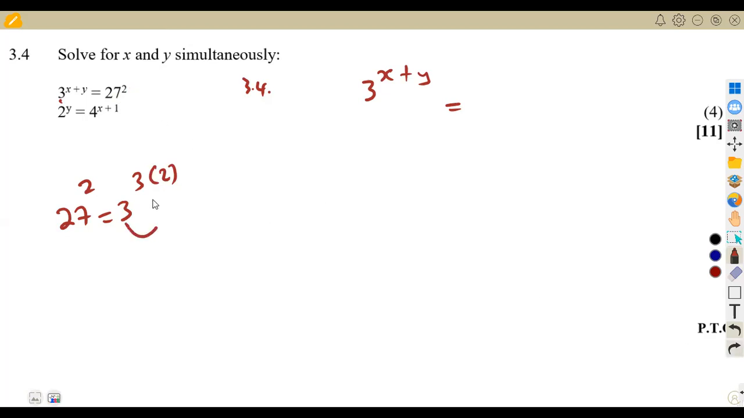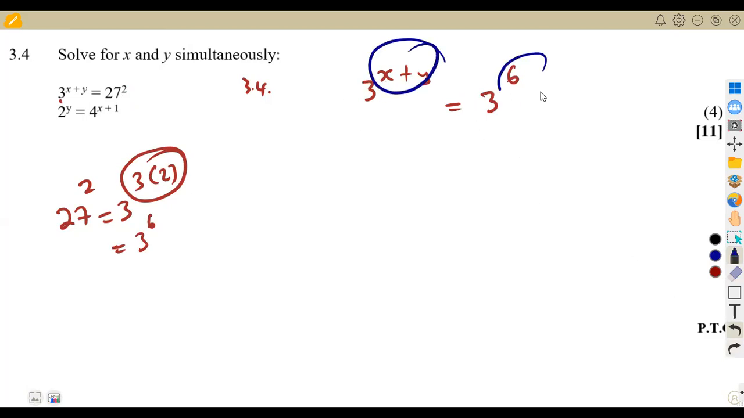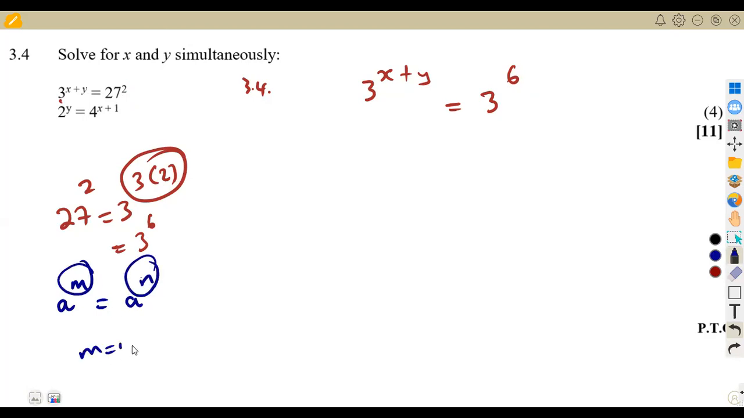But 27 is 3 to the exponent of 3. Then there's an exponent of 2. Remember, an exponent and an exponent, they multiply each other. So it's going to be 3 to the exponent of 6. So as we can see, the bases here are the same. So it follows that the exponents are going to be the same. If we have a to the exponent of m equal to a to the exponent of n, it follows that m will be equal to n. As long as the bases are the same, the exponents will be the same.